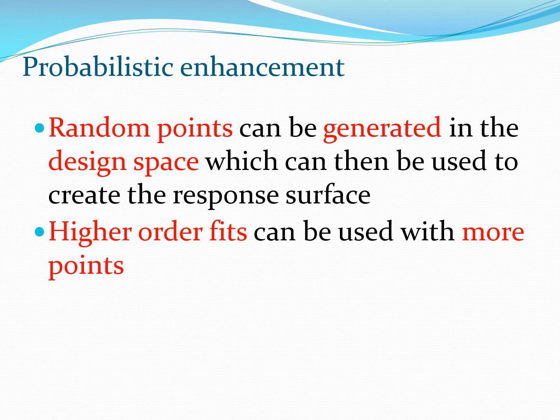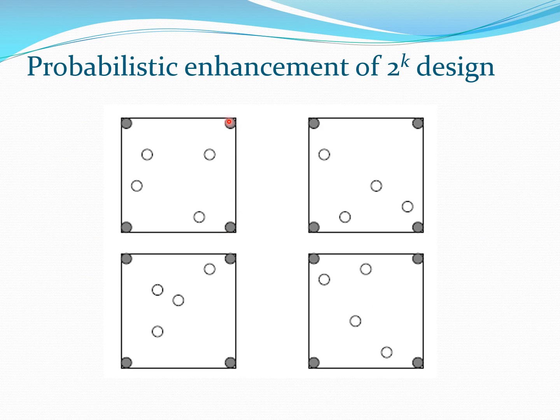So one of the ways you could create this is by taking a 2K design and then putting in new points. For example, we could start with the 2K design and maybe we fit this with a second order response surface and the results we obtain are not very good. So we could add 4 more randomly selected points in the design space.